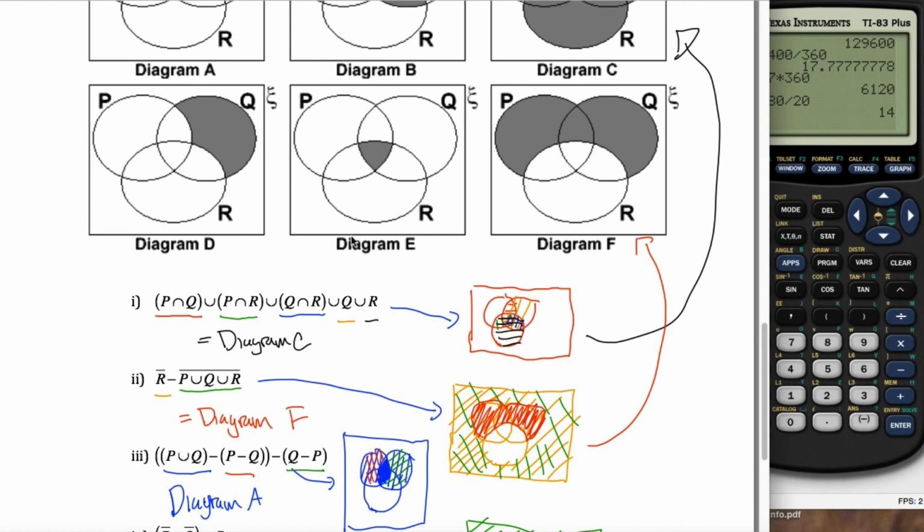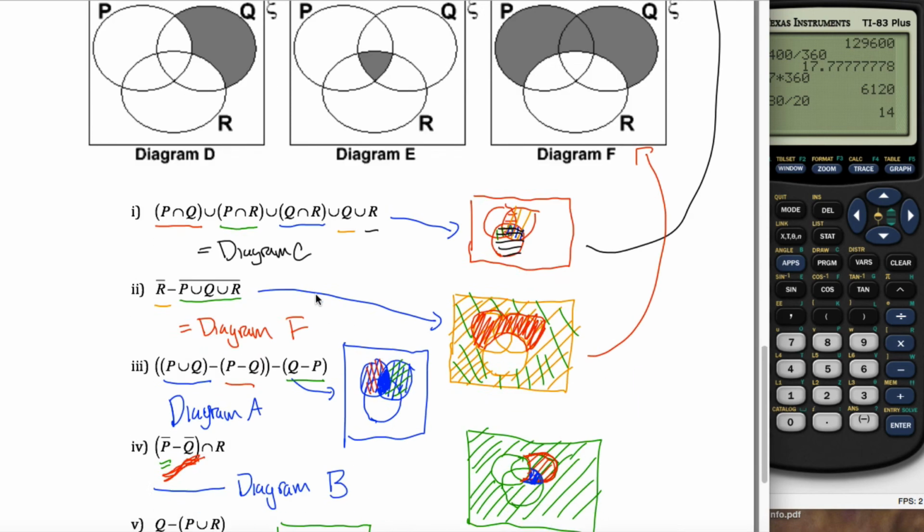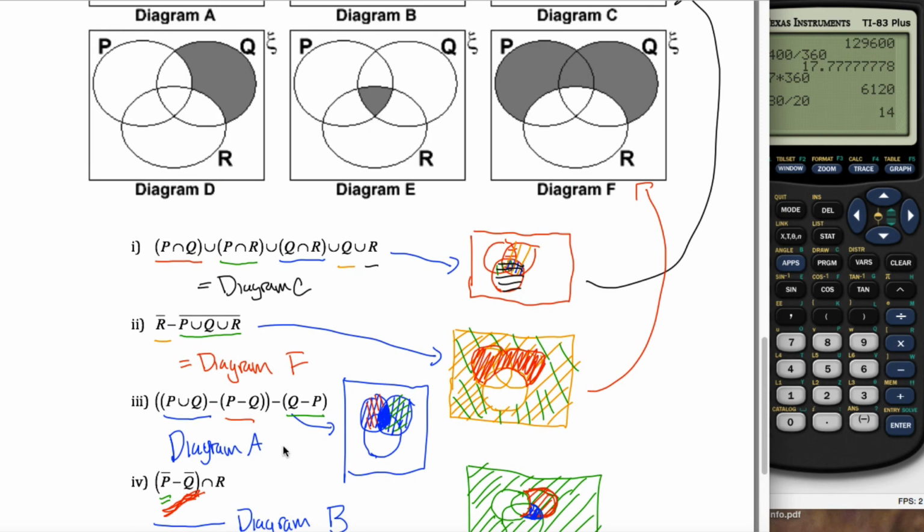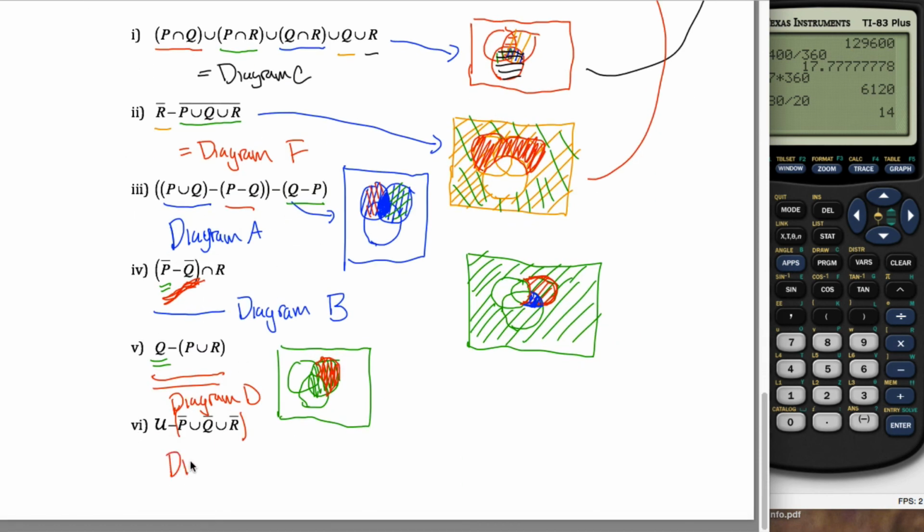Right? Because not in P is everything that's out of this circle. Not in Q is everything that's out of this circle. Not in R is everything that's out of this circle. The only thing that is not out of any of those three circles is this tiny little middle part right here. So what this thing is saying is start out with the union and get rid of damn near everything. Get rid of everything except for this tiny little middle piece. You're left with diagram E.